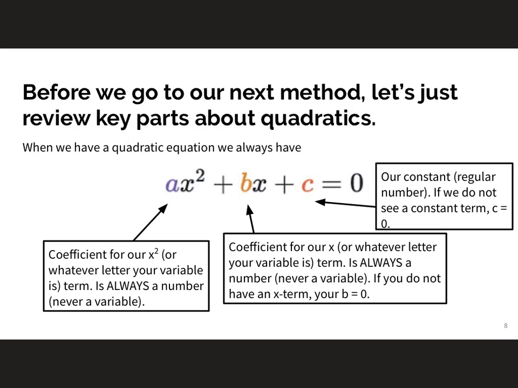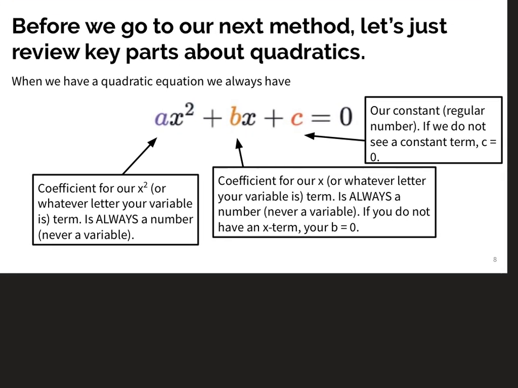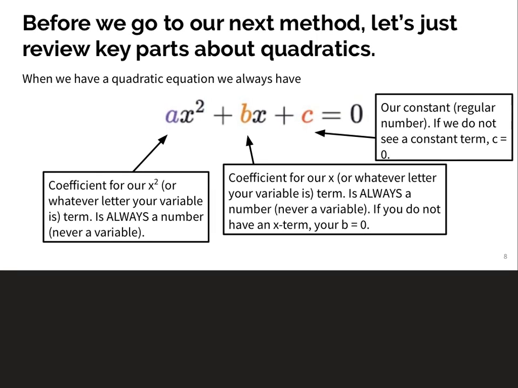So before we go to our next method, I just want to review a few key parts about quadratics, right? We mainly deal with factoring when we're dealing with quadratics, just because we can find out a lot of key information about quadratics once we factor, right? So when we have a quadratic equation, this is our general form, ax squared plus bx plus c equals 0, right? And we have a few parts, right?